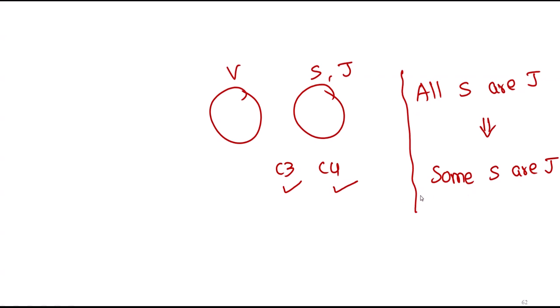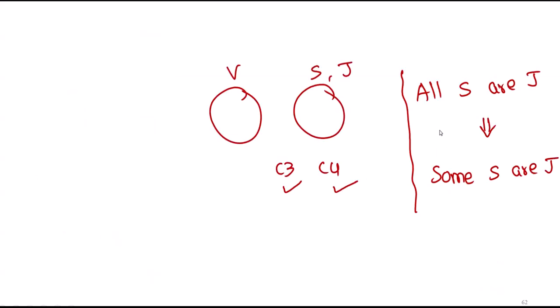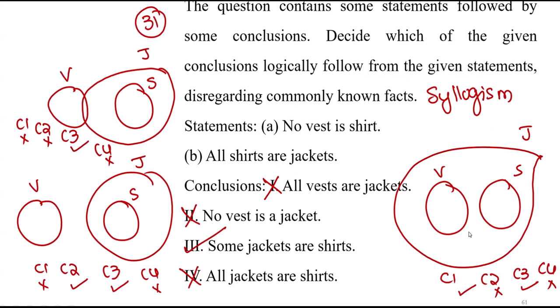So here, fourth one true, some people argue, but conclusion means it should be true in all diagrams. They're asking J and S. All jackets are shirts, so some jackets are shirts can be taken. Fine. Whenever all is there, some can be taken, no problem. Third one is true in all diagrams.